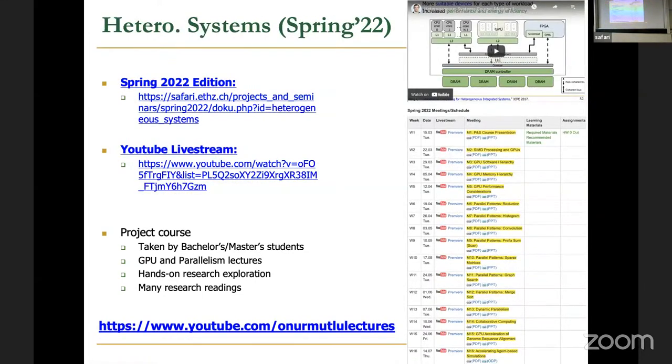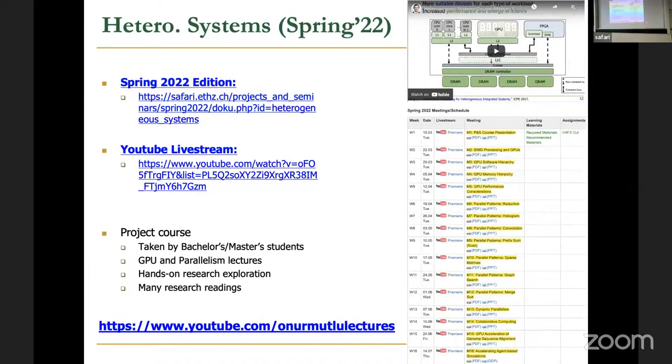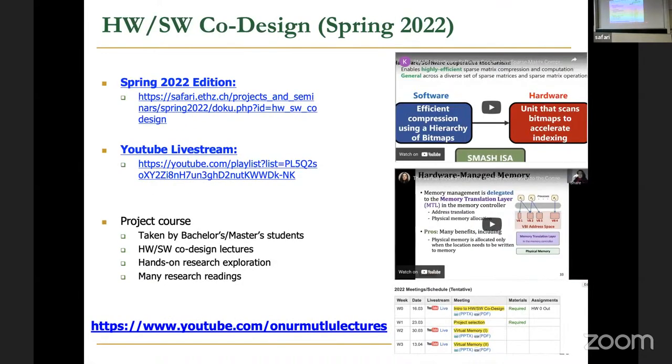Then there is the heterogeneous systems course that Juan is leading. These are courses that you can take online, basically. You don't need to register or get credit. You can actually find them online. A lot of people do that and send us emails. I would recommend people who are interested to look at it because these cover some cutting edge topics, for example, on GPUs and also some FPGAs. A lot of the focus is on GPUs, but there are some FPGAs and other heterogeneous systems as well.